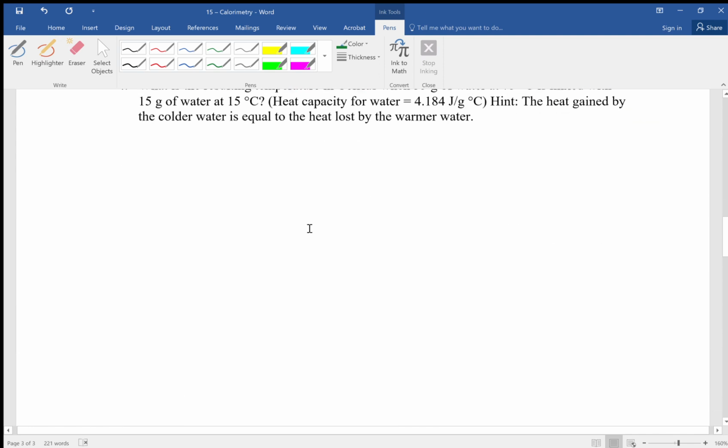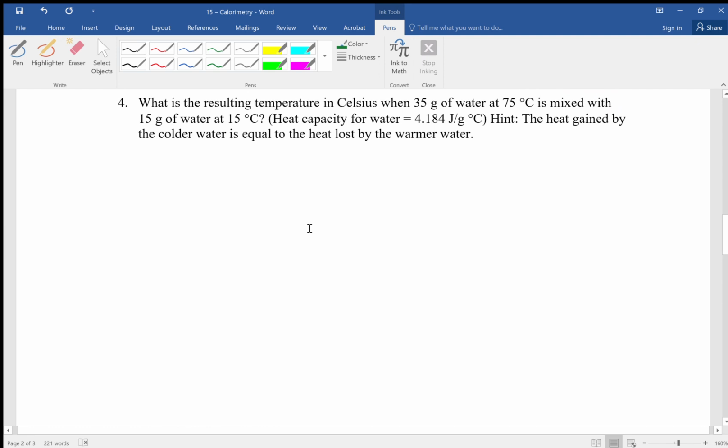And we can't just say it's going to be the average of the two because we don't have equal amounts of water. If we had equal amounts of water, then we could, yes, assume that we would end up right in the middle. But there's a very important hint in this question, and that's where it says that the heat gained by the cold water is equal to the heat lost by the warm water.